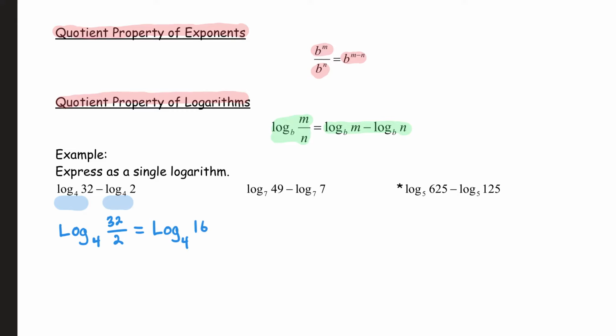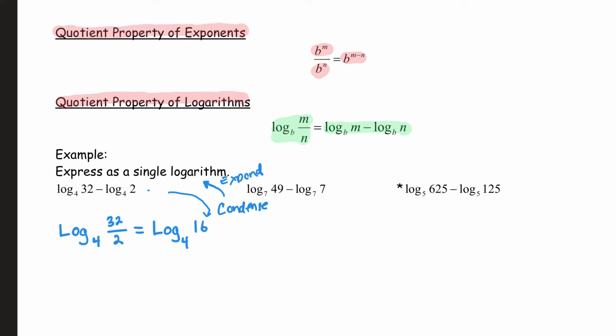So let's go back. Remember, we needed to ask ourselves if it was the same base. In this case, it was the same base. So this process of going from two logarithms to one logarithm is called condense. And then the other direction would mean to expand.